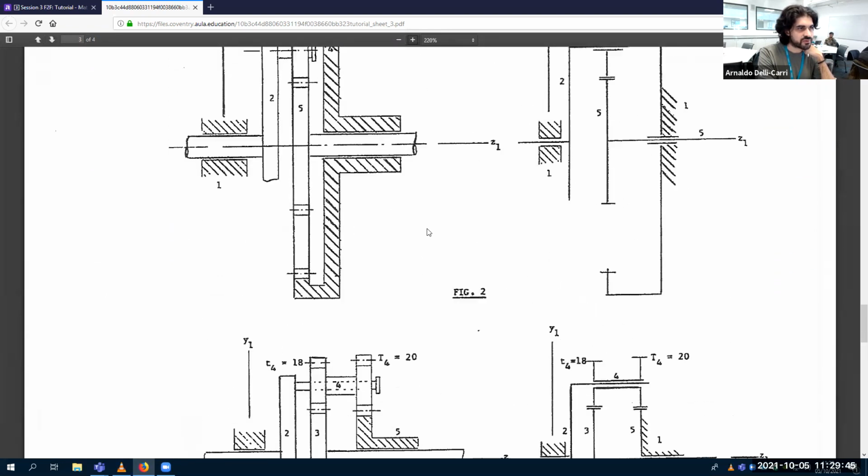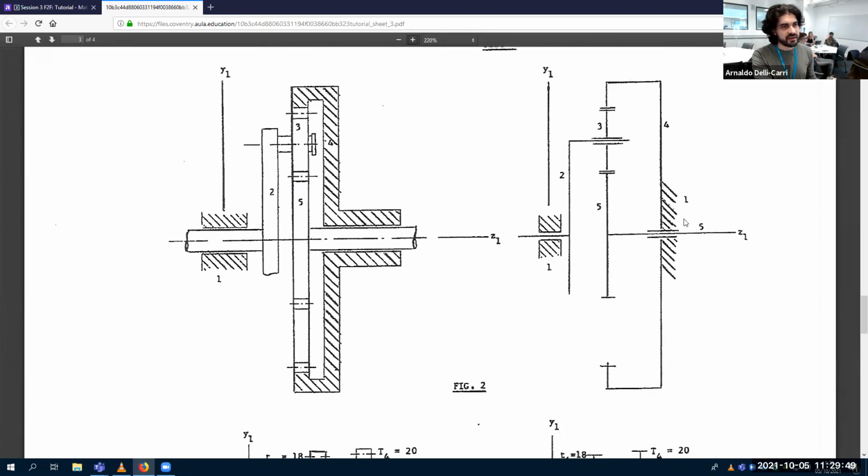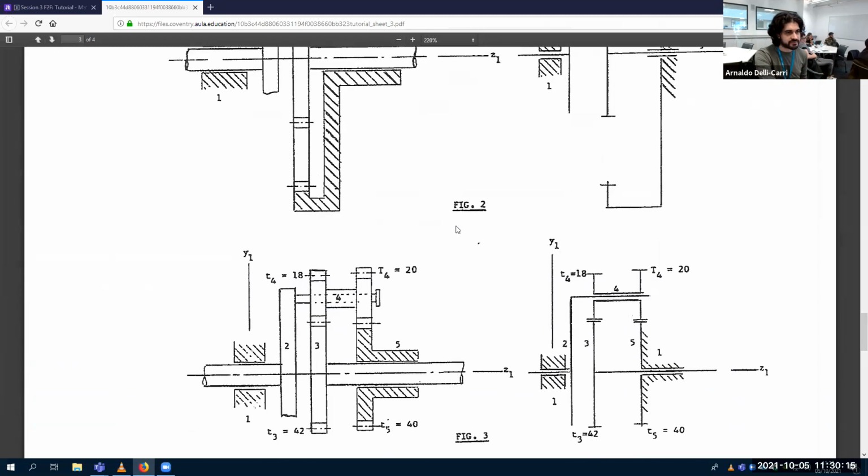Okay, good. Now let's make a quick fact check. Let's look at this one. How many suns do you have in this figure? 1. Which one is that? 5. How many planets? 1. Okay, which one is that? 3. That means the carrier arm is 2. Okay, what's 4? That's a ring.